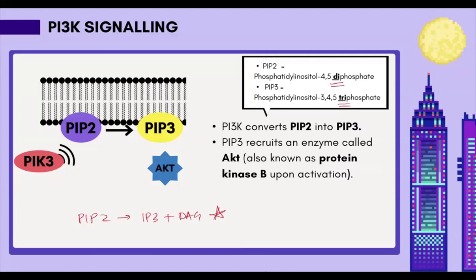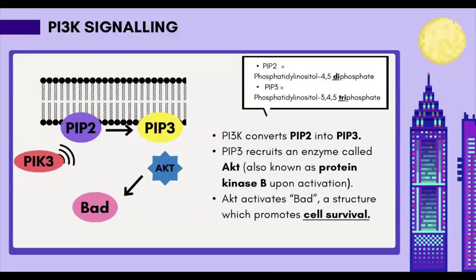And so essentially, back to it, once the kinase has converted PIP2 into PIP3, PIP3 is going to recruit an enzyme called AKT. Now, AKT is an inactivated enzyme, so once it's activated, it's going to be called protein kinase B. Protein kinase B is going to work on something called BAD, and BAD is just going to promote cell survival. So this is pretty much all you need to know. AKT comes from the PI3K signaling pathway, and it's going to activate BAD, which is going to promote cell survival.